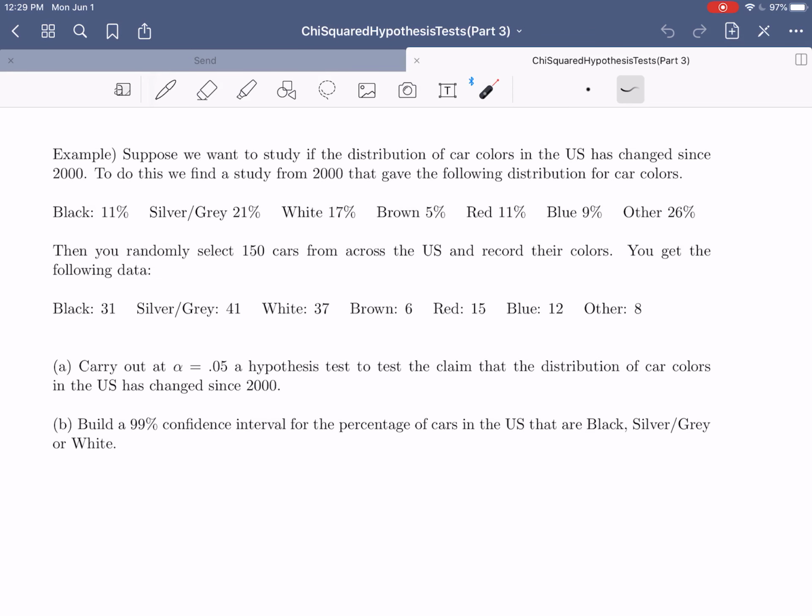So what do we want to do in this example? Well, we're going to carry out, at alpha equals 0.05, a hypothesis test to test the claim that the distribution of car colors in the US has changed since 2000. Notice that we have that sort of key word here. They were talking about the distribution of car colors. As soon as we see that, that's going to be our tip-off that this is going to be a chi-squared goodness of fit.